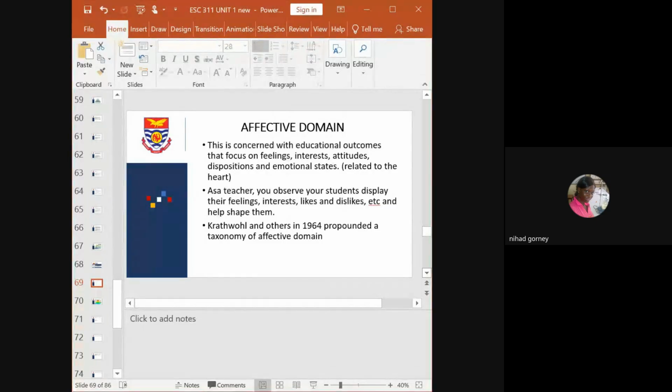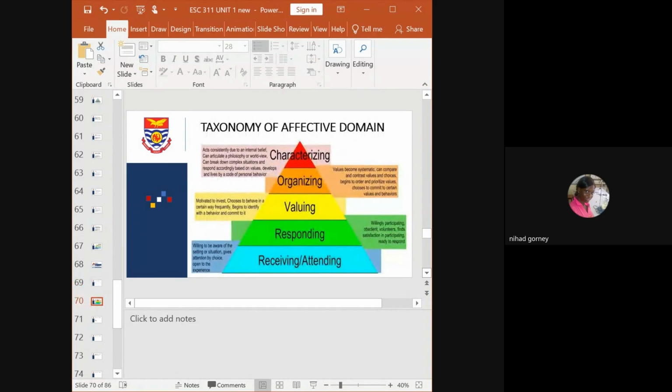As a teacher, you observe your students display their feelings, their interests, what they like, and you help them to shape them. Those who are shy, those who are outspoken, those who are hard-hearted, those who are quick-tempered, those who are slow. As a teacher, all these things matter to you, so you help shape them. So Krathwohl and other researchers propounded what we call the taxonomy of the affective domain. Now, this is how it is.